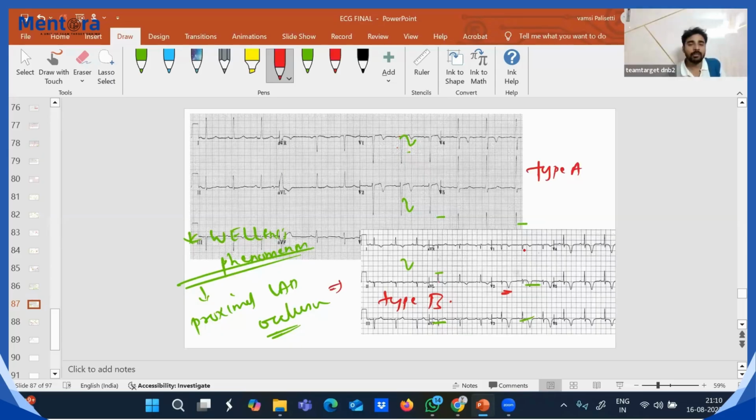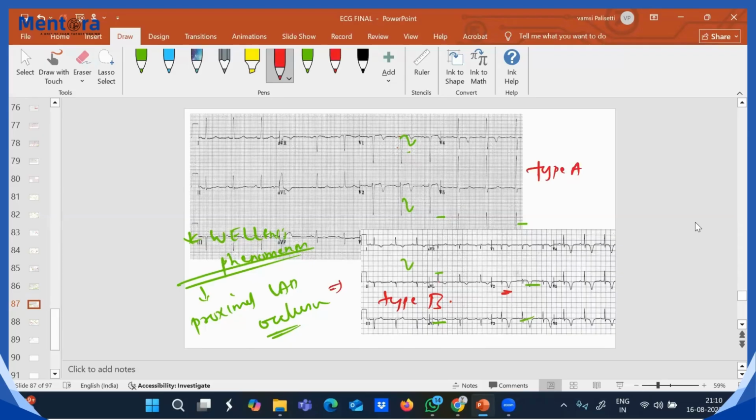So for your level, what you have to understand is that Wellens phenomenon is a STEMI equivalent. It indicates proximal LAD occlusion. It can present in two forms, either biphasic or deep inverted T waves. If any patient complains of chest pain, or if you see biphasic T waves, ask the patient about the chest pain history. Maybe he has no pain now, but before he had chest pain. It's a Wellens phenomenon. Send for angiography. That's it.